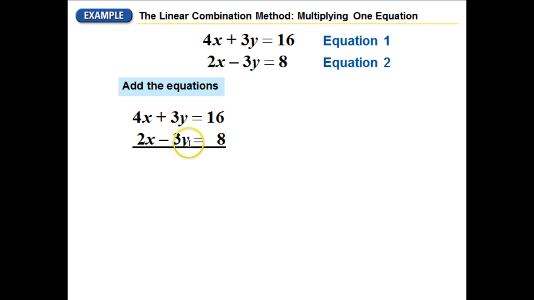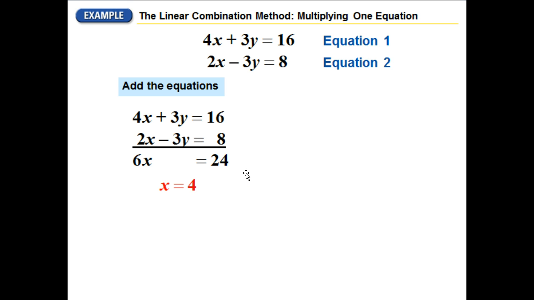My 3y minus 3y will just cancel each other. 4x plus 2x gives me 6x, and 16 and 8 give me 24. So if 6x equals 24, divide both sides by 6, and x equals 4.